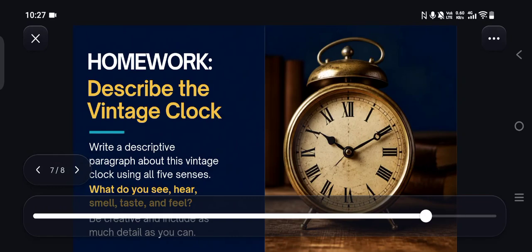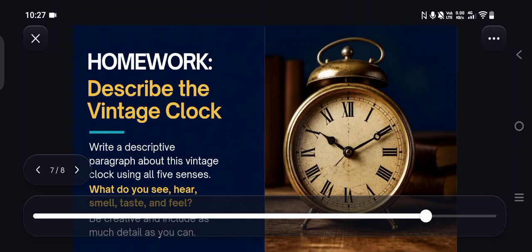So this is a homework. Write a descriptive paragraph about this vintage clock using all five senses. What do you see, hear, smell, taste, and feel? If you can't hear anything, you can just predict it, like when the handle of it moves, it makes a sound because it is very old. It got rust, or its handles are not moving in a smooth way. Whatever you have, it's your own idea. It's your own homework, so no one can see it. It's all up to you.